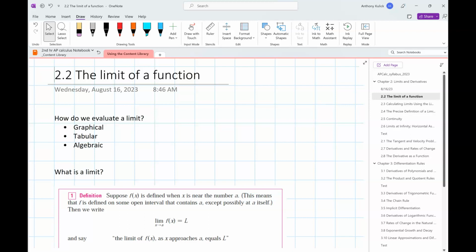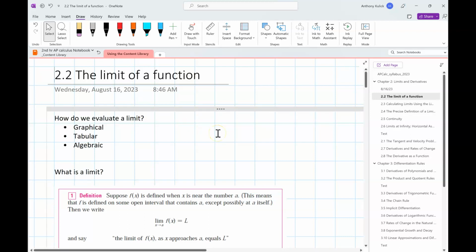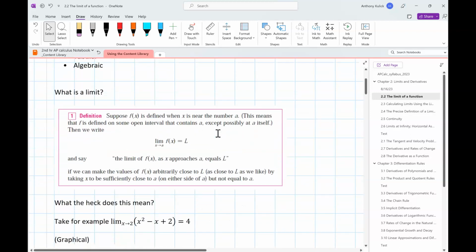Okie dokie. All right. So we'll start just with the general question of what is a limit? So our definition, this is the first definition for a limit we're going to get. We're actually going to get a second one later on, because 2.4 is going to be just a little toe. We're going to dip our toe into 2.4 and look at the precise definition.